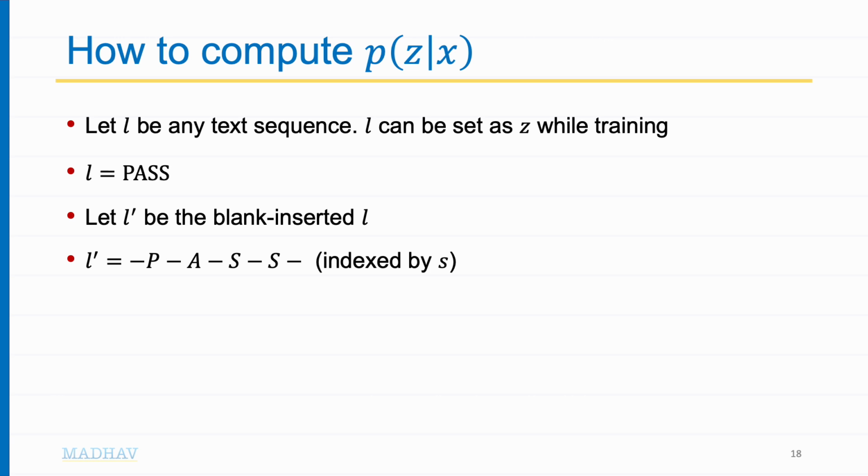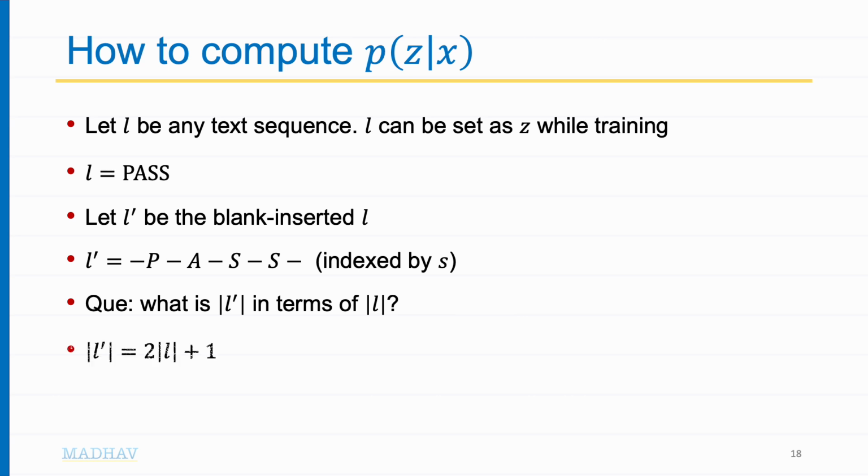We will use this small s to index L dash. So what is L dash of 1? Blank. What is L dash of 2? P. L dash of 3 is again blank, like that. Okay. Now the question is, wake up question. What is the length of L dash in terms of the length of L? So mod L dash is basically the length of L dash. And what is it in terms of mod L? Yes, 2L plus 1. Very good.